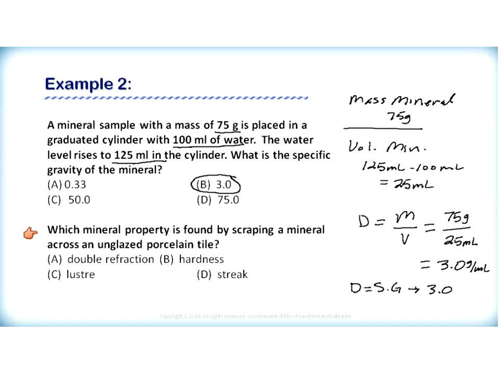Next question reads, which mineral property is found by scraping a mineral across a non-glazed porcelain tile? When we look at the different answers here, we have A, double refraction, B, hardness, C, luster, and D, streak. And when we looked at the different mineral properties, we said streak is the true color of a mineral when it is scraped across a non-glazed porcelain tile. So the answer to this question would be D.